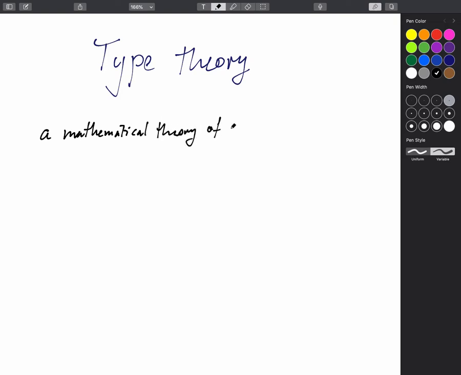Theory of constructions. Now, what does that mean? If you look at mathematical practice, I think there is no doubt that there are several important activities in mathematics. One of them is constructing various kinds of objects.